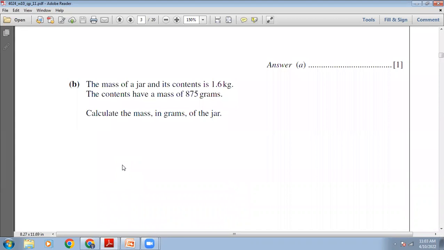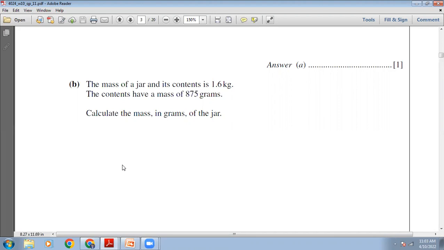Then the B part, the mass of a jar and its contents is 1.6 kg. When the jar is full of contents, the total mass is 1.6 kg. The contents have a mass of 875 grams. Calculate the mass in grams of the jar. So you have to find out the mass of the empty jar. So very simple, from the mass of the jar and the contents, subtract the mass of the contents, you will get the mass of the empty jar.